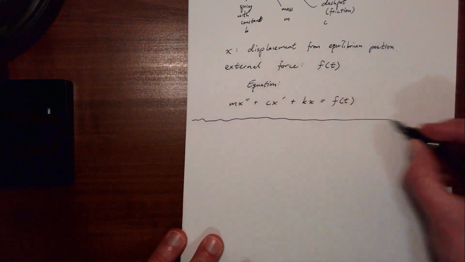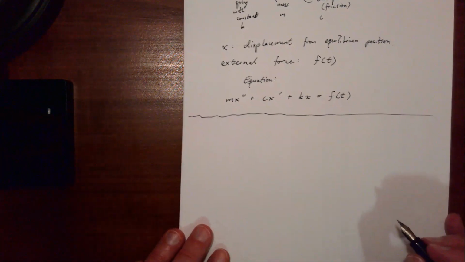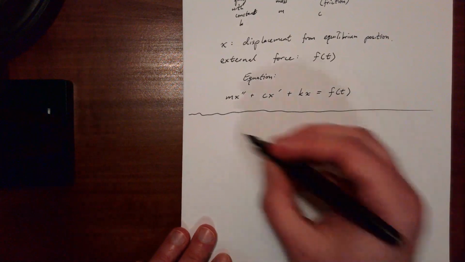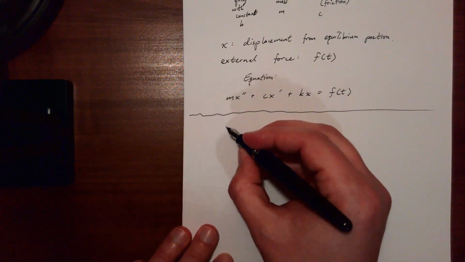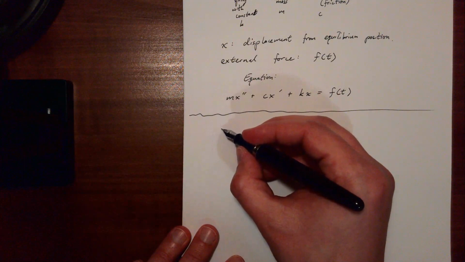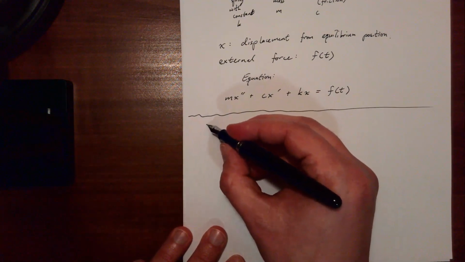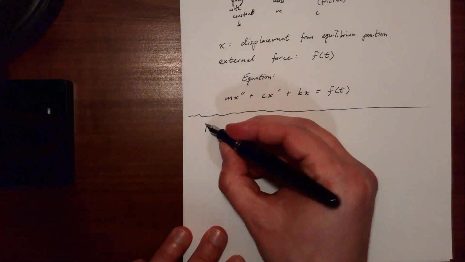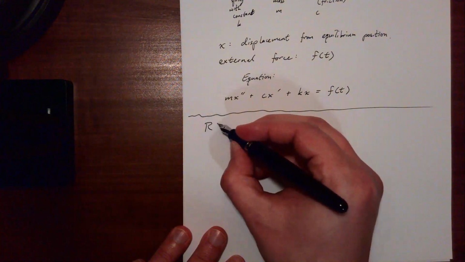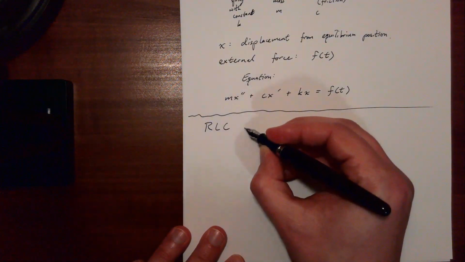Now, that's one system that we will be looking at some examples of. But there's another system which may seem very different at first, but as you'll see, is actually much more intimately related than first glance would suggest. And that's the RLC electrical circuit.